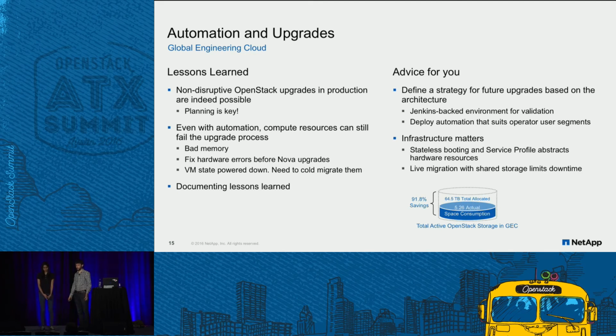Absolutely. And some advice for you. I'd like you to take away from this section is really just to define a strategy for upgrades and non-disruptive operations in OpenStack. As we're all well aware, a 6-month release cadence doesn't have to be a pain point in your OpenStack deployment. If you plan ahead, you have automation that suits your user segments and can scale, both with the deployment of OpenStack, but also with the upgrades in OpenStack.